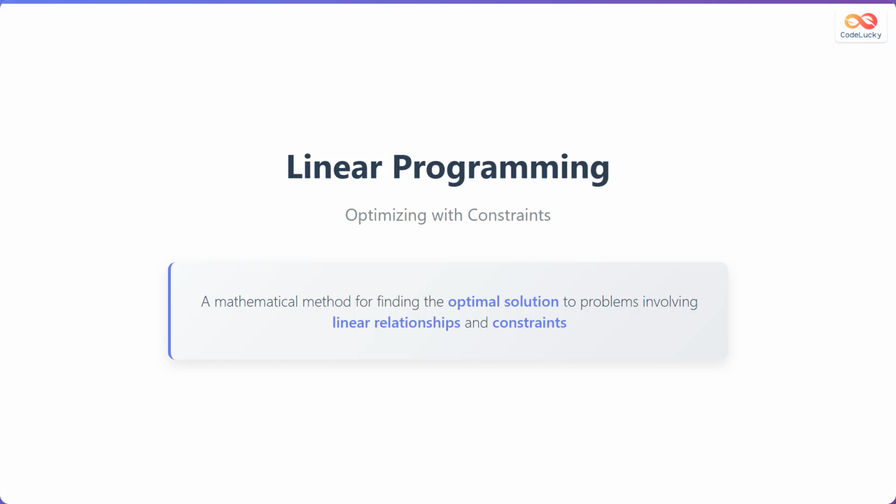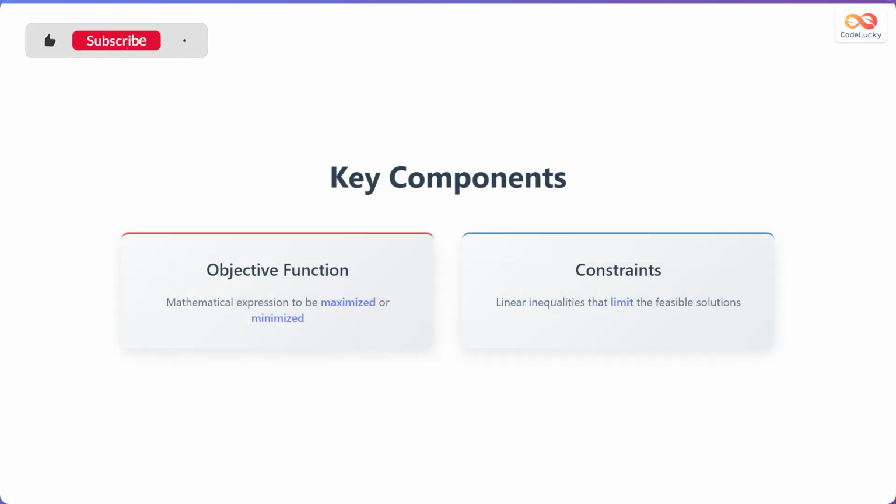Linear programming is a mathematical method. It is used for finding the optimal solution to problems that involve linear relationships and constraints. The key components of linear programming are objective function and constraints. The objective function is a mathematical expression that we want to either maximize or minimize. Constraints are linear inequalities that limit the possible solutions.